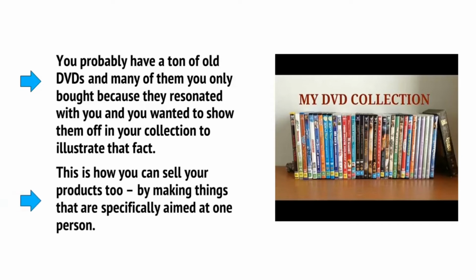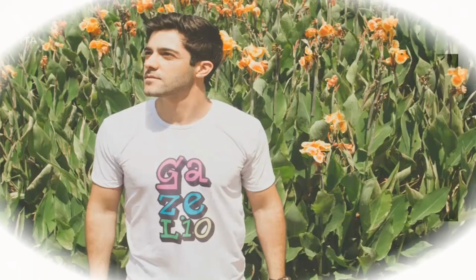This is how you can sell your products too, by making things that are specifically aimed at one person. If you're selling a t-shirt with a joke on it, make it a joke that will resonate with a particular type of person or let them show off some aspect of their personality. This is what will make them want it. And it also works because it's what will allow a product you sell to be a perfect gift for someone. You want people to look at it and go, "Oh, that's so John," or whoever.